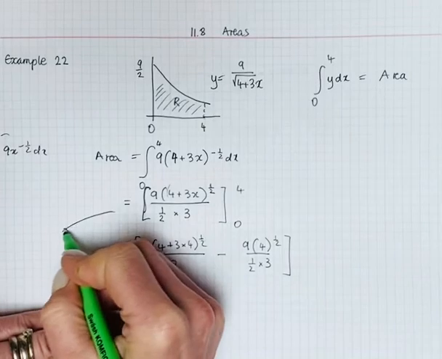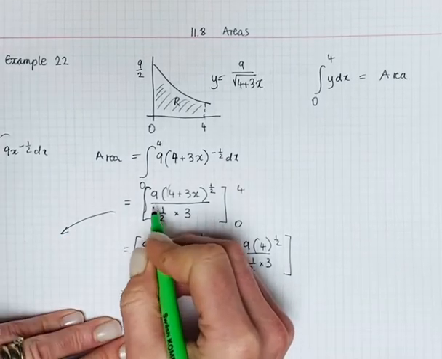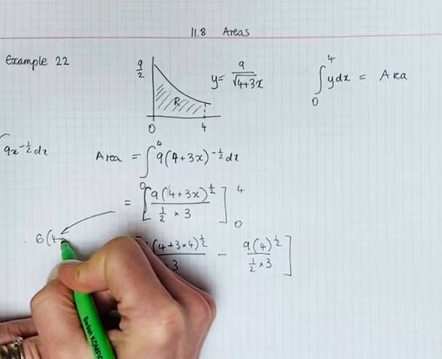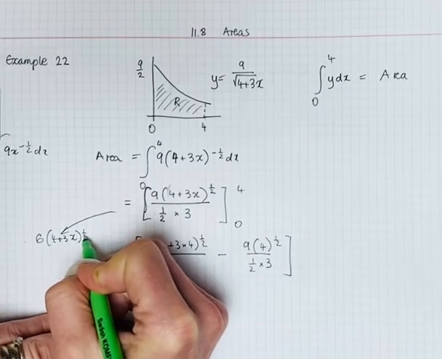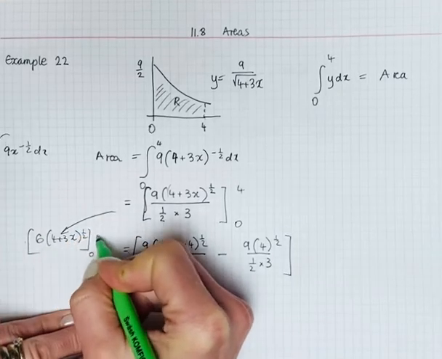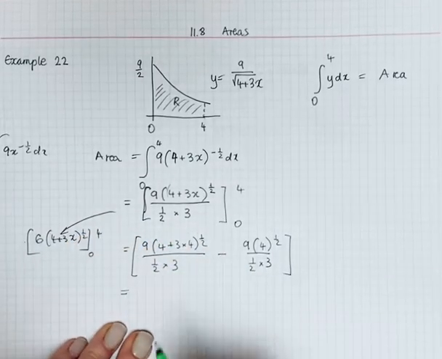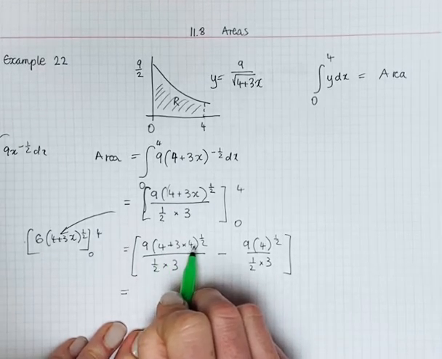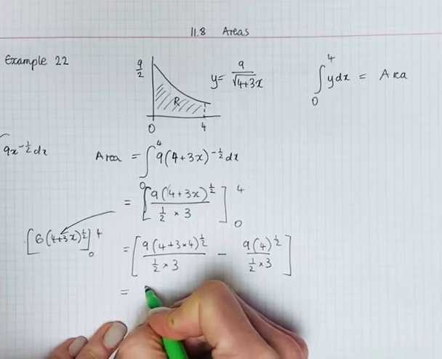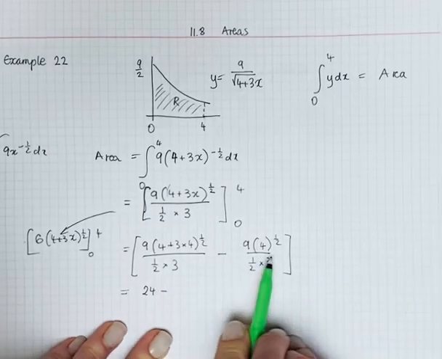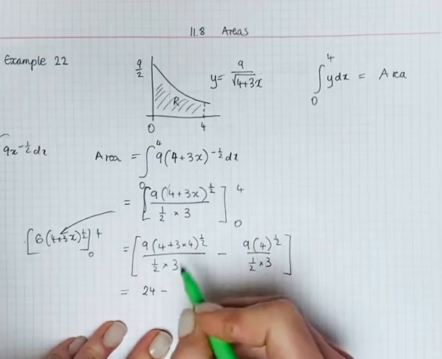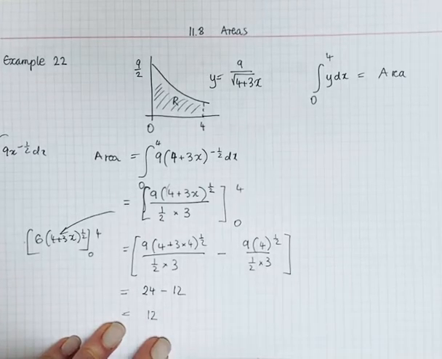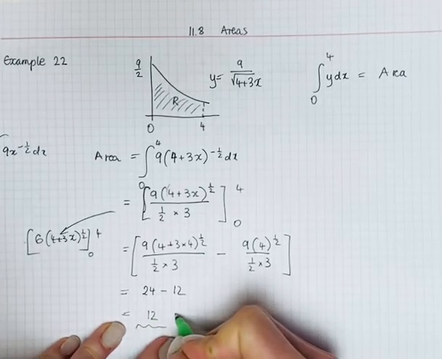Or you could have tidied it up, and that would be 9 divided by 3 over 2, which gives me 6, 4 plus 3x to the power of a half, and then put your limits into that. So this will be 3 times, that's 16 square rooted, which is 4. 4 times 6 is 24. You do it with a calculator, by the way. This is 2 times 6, which is 12. So the area should be 12 square units.